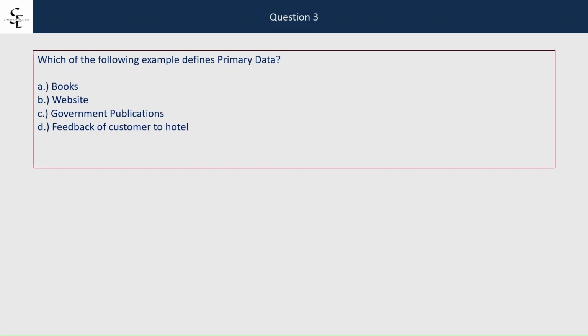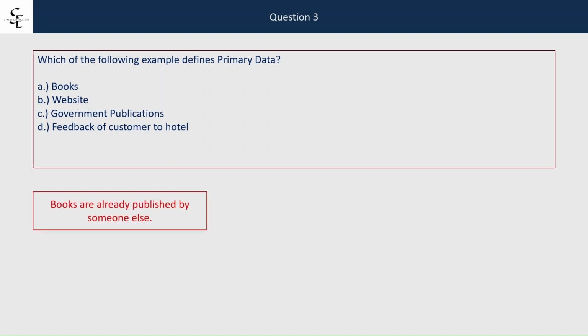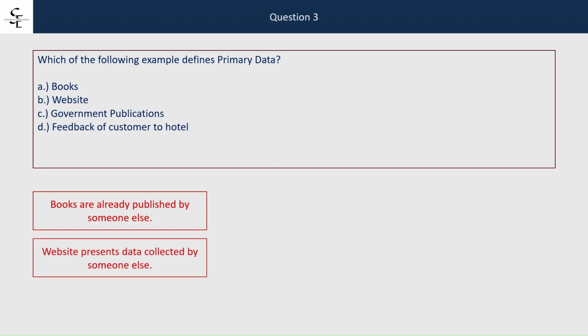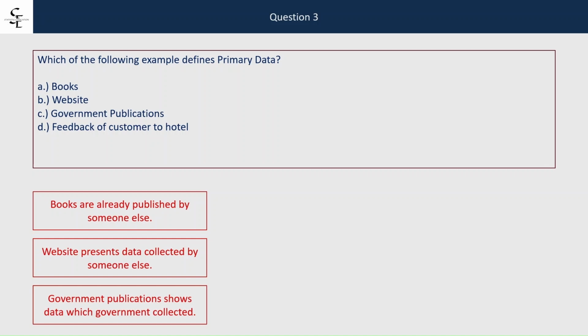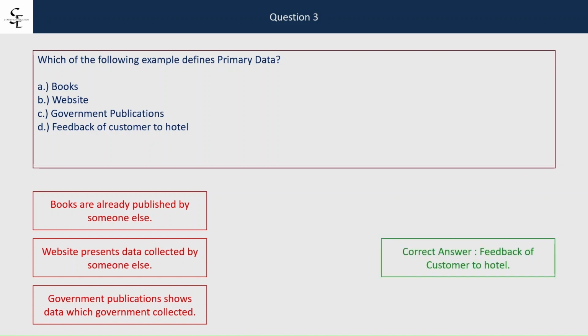Okay, let's eliminate the wrong answers one by one. Books are already published by someone else, thus it is not the right answer. A website presents the data which is already collected by someone else, thus it is not the right answer. Government publication shows data which is collected by the government, so it is not the right answer. So the right answer is feedback of customer to the hotel.